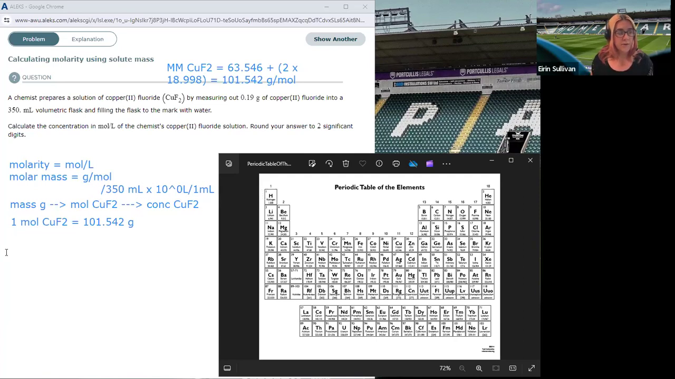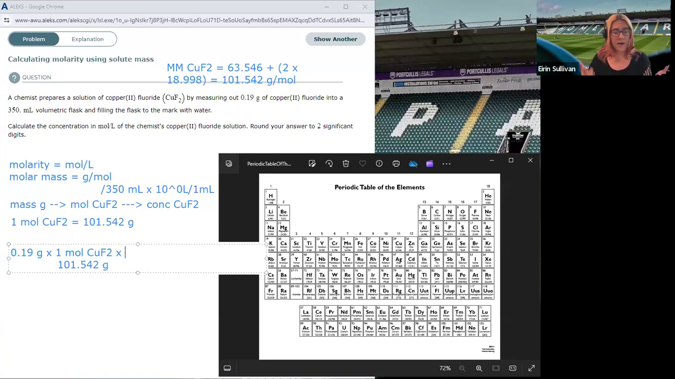Okay, so let's do it. The mass was 0.19 grams of copper 2 fluoride. We use the equivalency, which is the molar mass, to convert mass in grams into moles of copper 2 fluoride. If I press equals right now, I've converted the mass in grams of copper 2 fluoride to the moles of copper 2 fluoride. Then I need my moles per unit volume, and our volume is 350 milliliters.